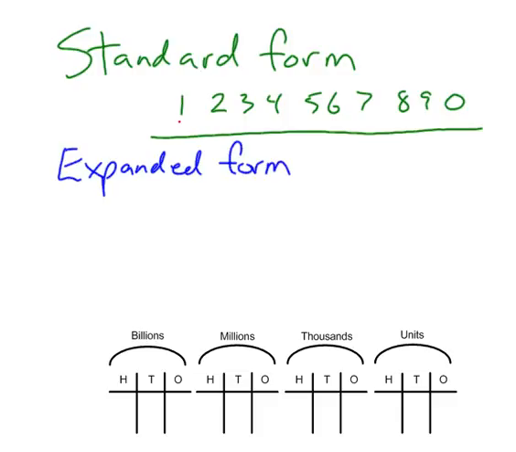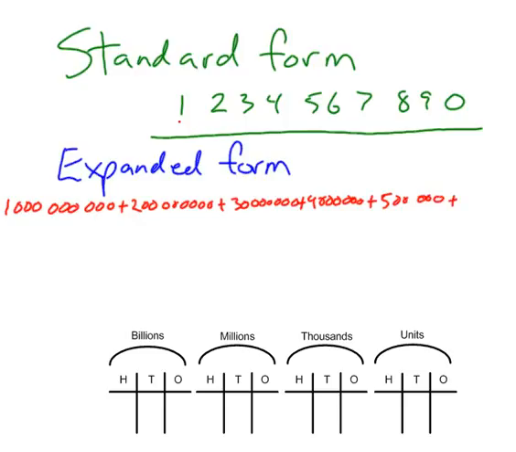So I actually have to look at each digit, starting with that 1. I'm going to write down 1 billion plus 200 million plus 30 million plus 4 million. This is a long one.